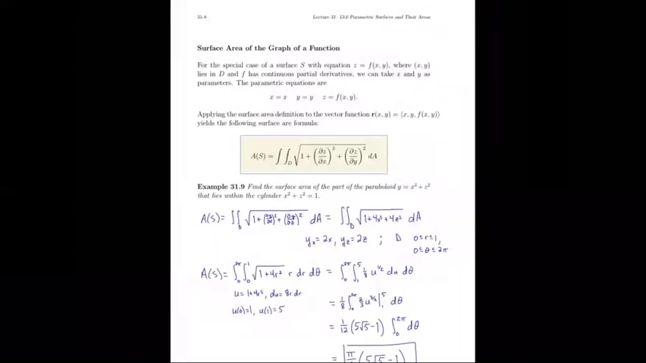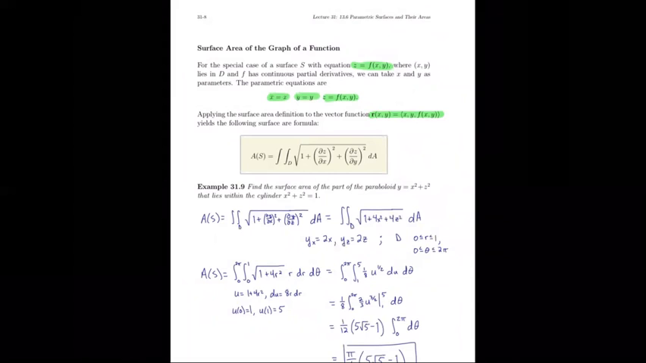Okay, so the surface area of the graph of a function. If we are instead given a function z equals f of x, y, then we can think of x and y as their own parameters, and z being equal to this function of f of x, y. And that would be a parametrization of this function. It would be given as follows in vector form.